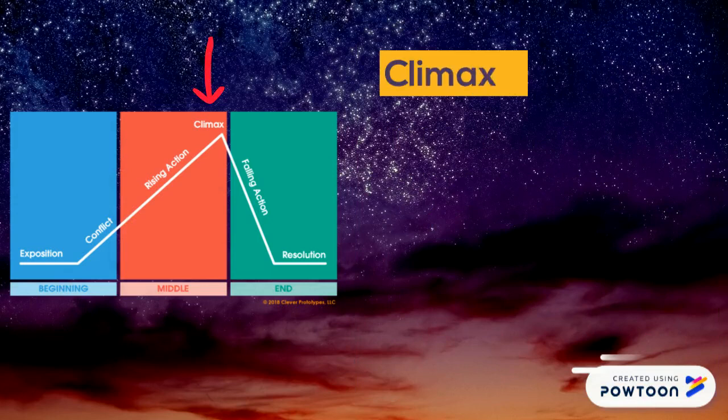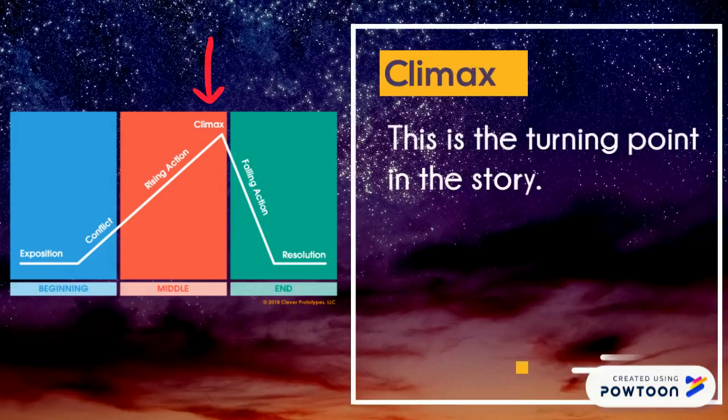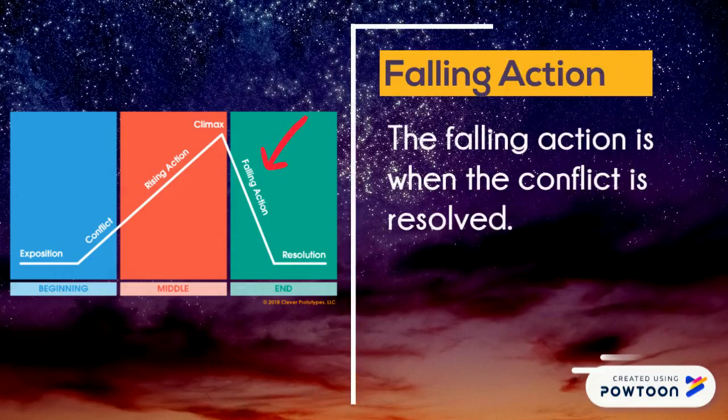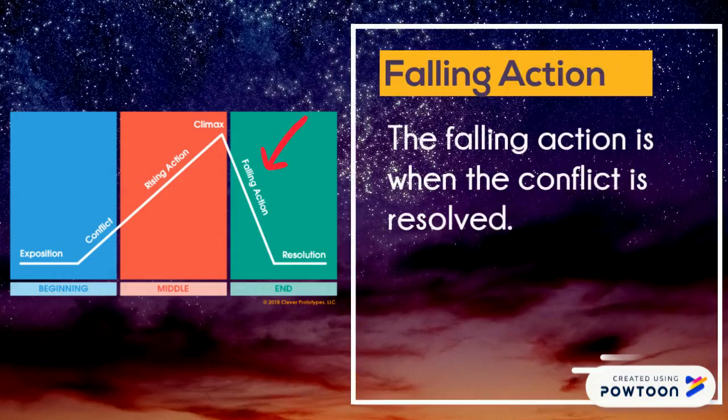The climax is the turning point in a story. This is when the main character takes some sort of action to resolve the overall conflict or problem. The falling action is where the main conflict and all other small conflict or problems are resolved.